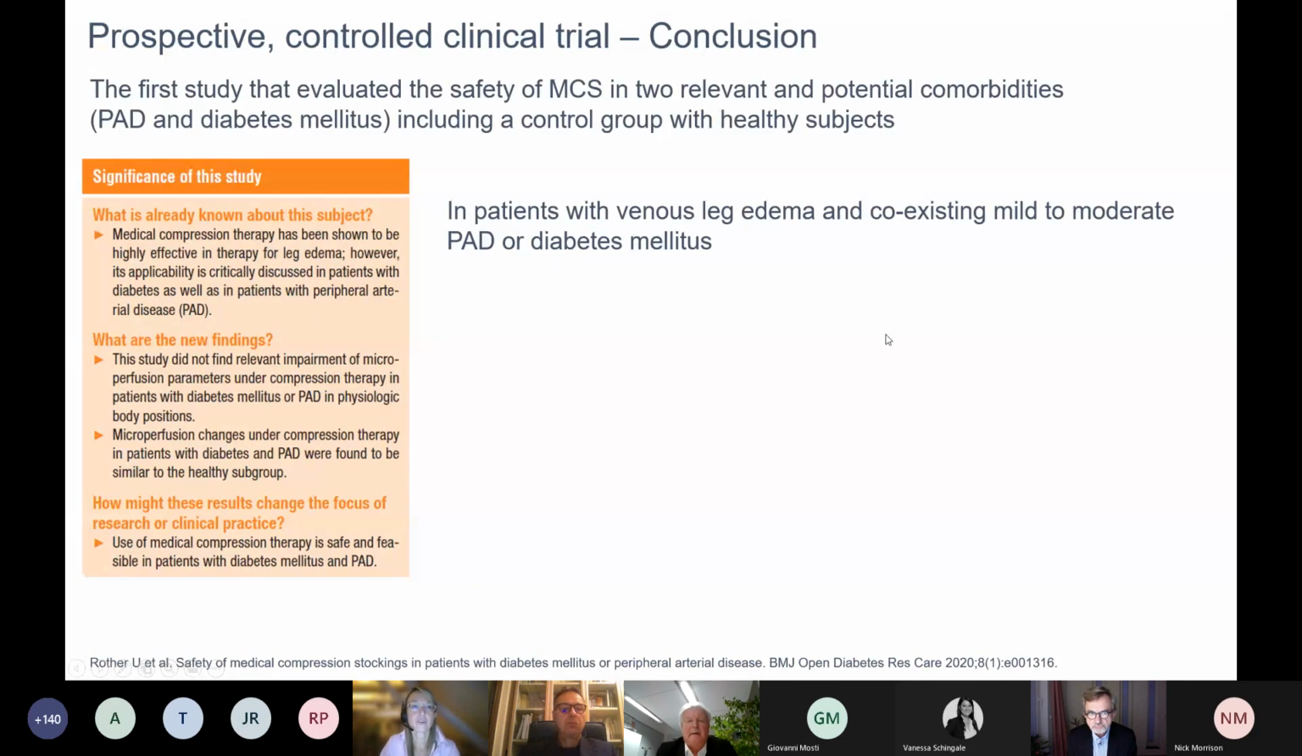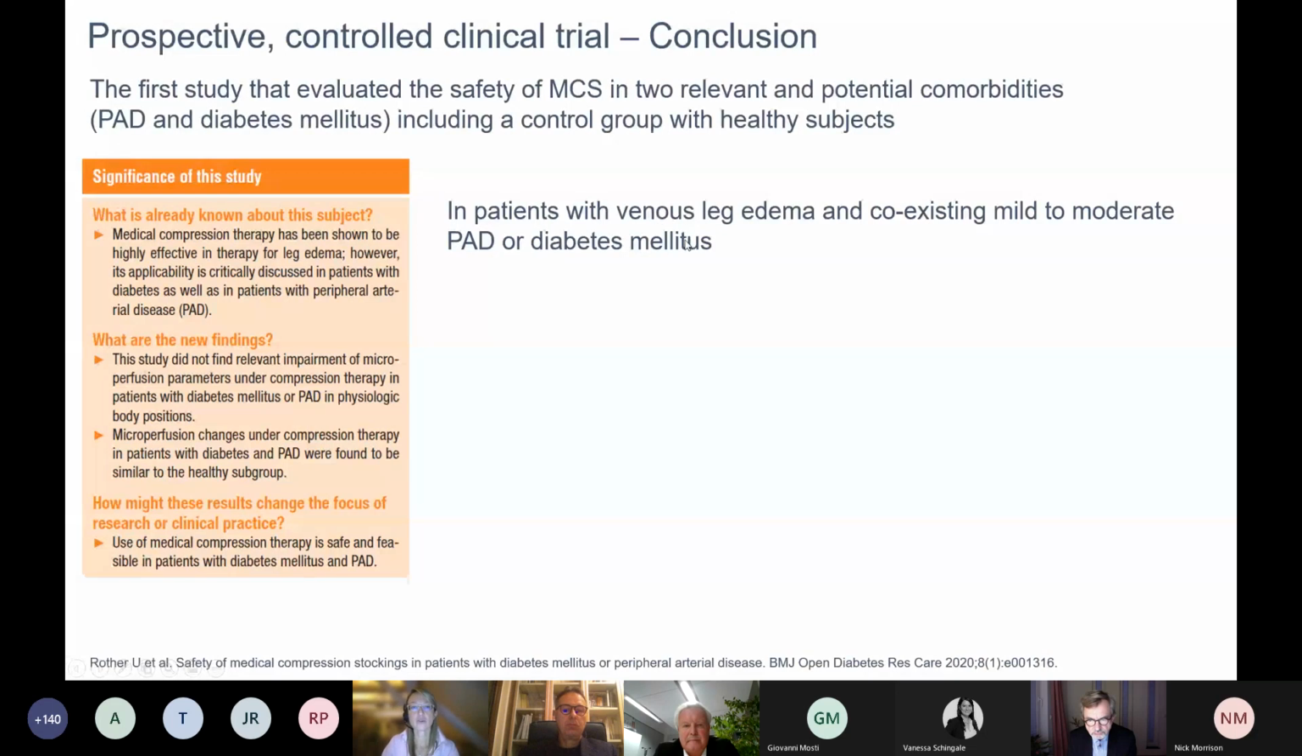So to sum up the data regarding the study, to my knowledge, that's the first study that really evaluated the safety of medical compression stockings in parallel, namely in two relevant and potential comorbidities, namely in PAD and diabetes mellitus, and also including a control group with healthy subjects as a reference group.